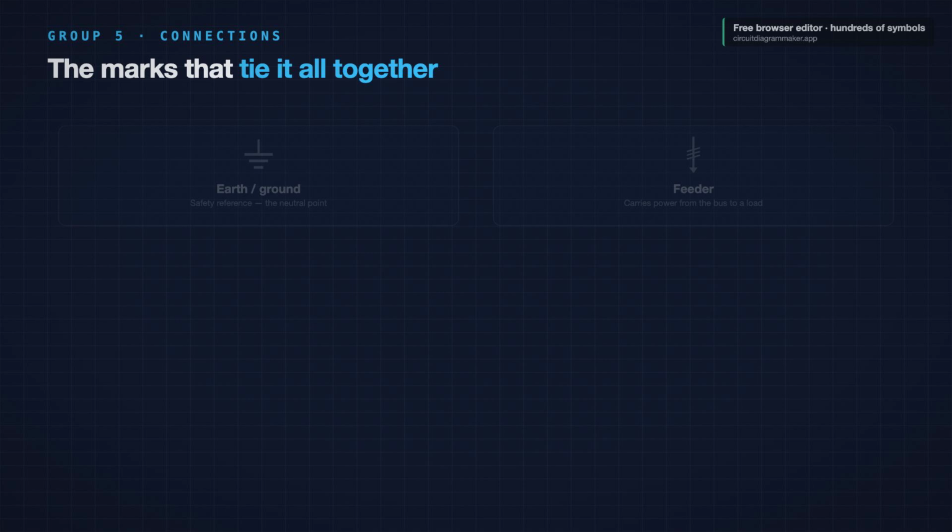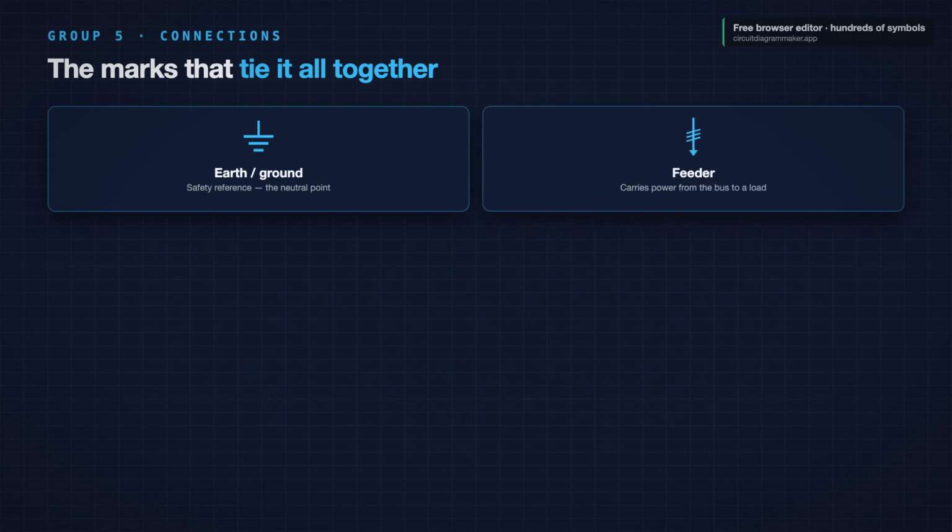Small marks, but they change the meaning of the whole drawing. Earth, or ground, is the safety reference, drawn as shrinking horizontal lines, the same symbol you see everywhere in electrical work. On a one line, it marks the neutral point of the transformer and the main earthing of the installation. A feeder is simply the line that carries power from the bus down to a load or to another board. Where it leaves the drawing to another sheet, it ends in a small arrow or a tag.